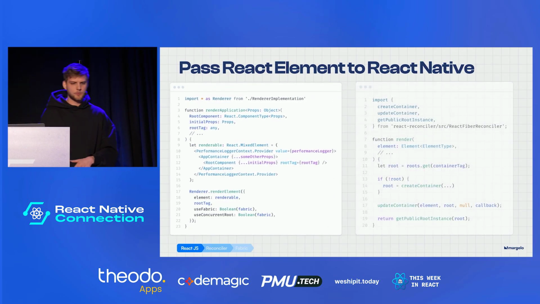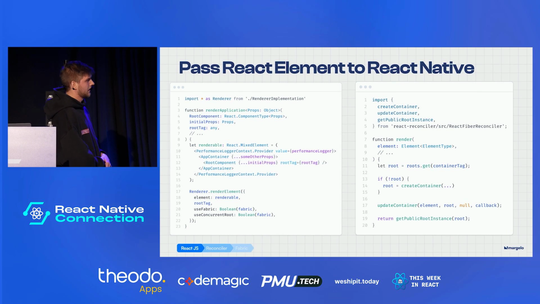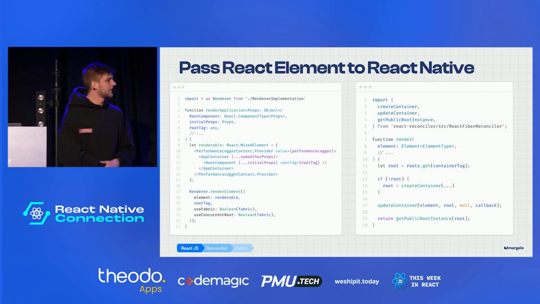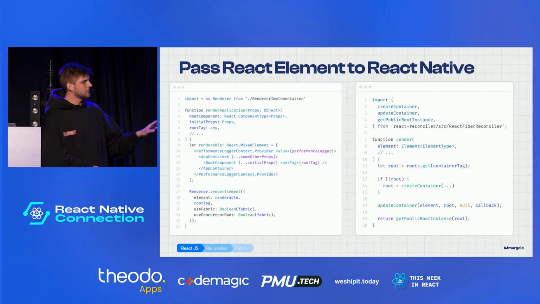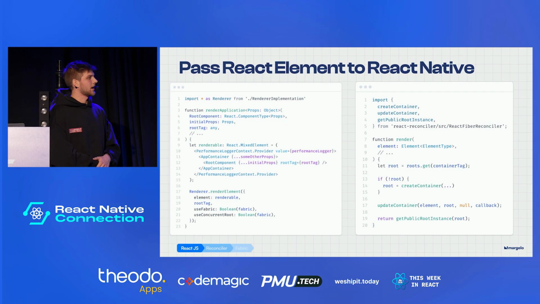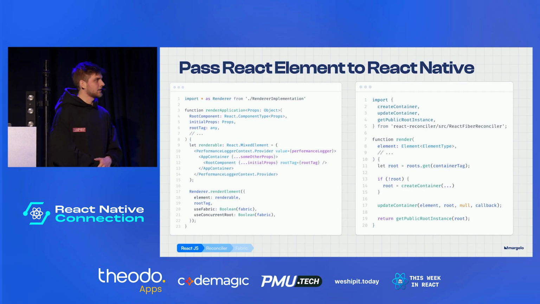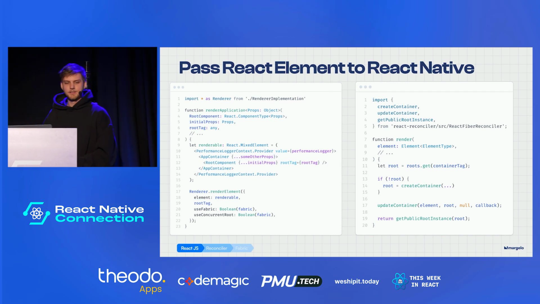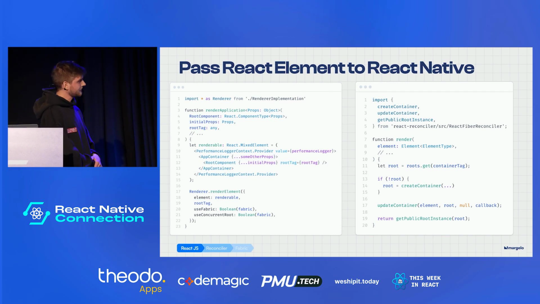Now let's look quickly at what is happening there. We have the render function, and then we see that we create a root by calling create container, and then we are using update container to update the root with our React element. Okay, and then we see the imports where those functions are coming from, and we see React reconciler. And the question is, what the hell is React reconciler?